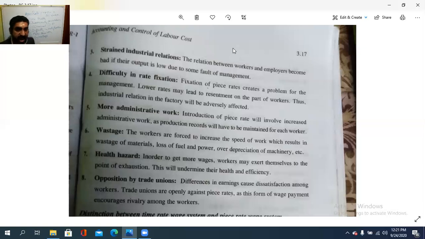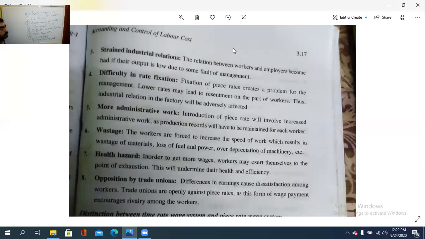level. Then health hazard. അപ്പം അടുത്തത് പോയിട്ട് health hazard. അതായത് they are not at all checking their health. ആരോഗ്യം പോലും ചെക്ക് ചെയ്യാതെ എന്ത് ചെയ്യുന്നു, they are working for the company, means working in the sense means for producing or finishing the output, then only they are getting more benefited. ആ ഒരു ഇത് അവർക്ക് തോന്നുന്നു. അപ്പൊ എന്താ, it gets affect their health. So in order to get more wages, workers may exert themselves to the point of exhaustion, means always they are working. This will undermine their health and efficiency.